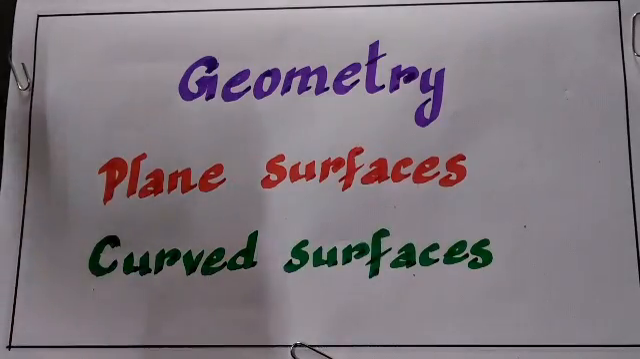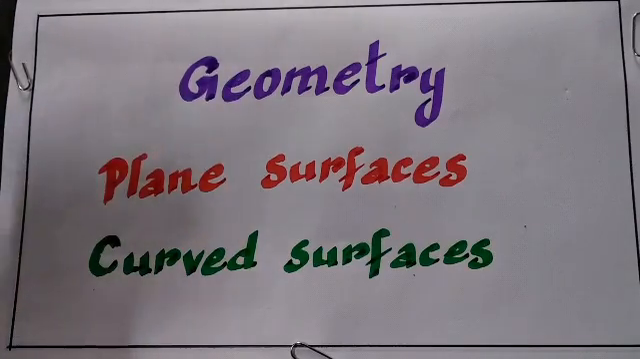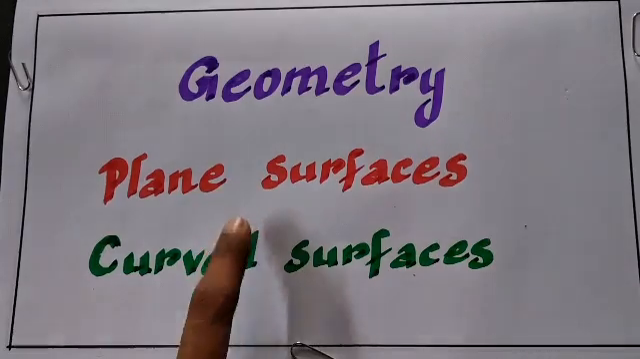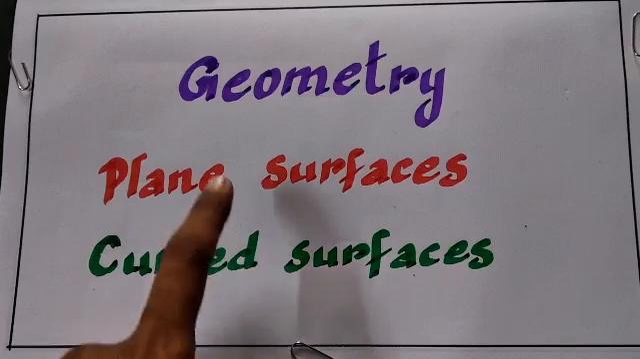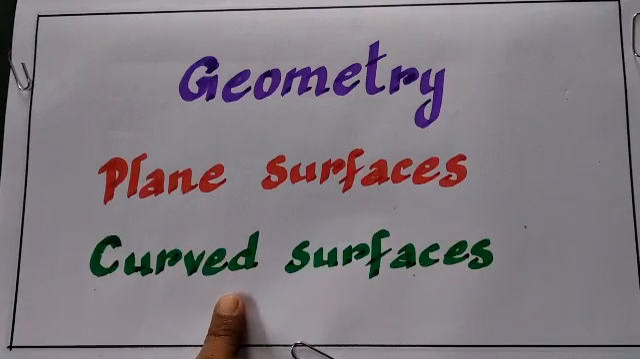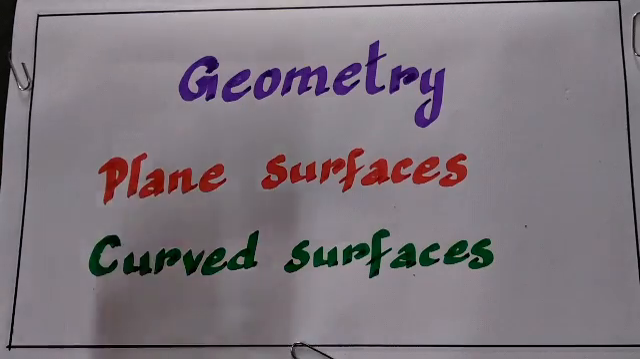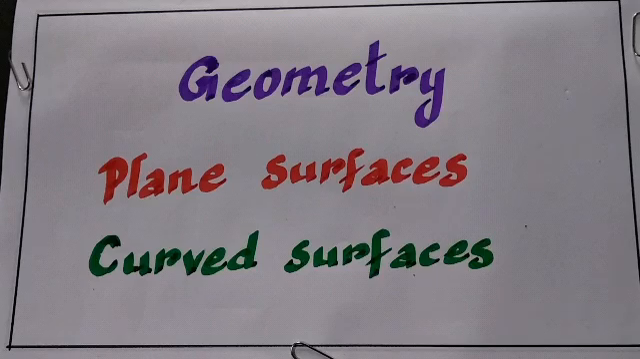In the last two classes we did geometry, 2D shapes and 3D shapes. With this topic we are going to complete the geometry. I think you all understood plane surfaces and curved surfaces, isn't it? This is just a definition we are going to learn, and then we go to the revision of all three topics: 2D shapes, 3D shapes, and plane and curved surfaces.